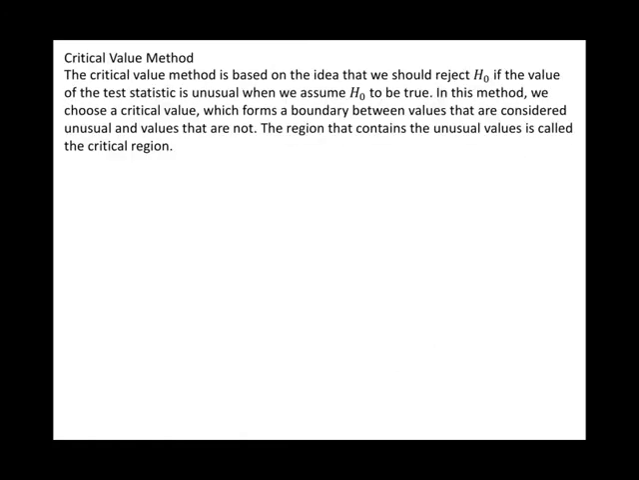Okay, second method, critical value method. The critical value method is based on the idea that we should reject the null hypothesis if the value of the test statistic is unusual. When we assume H0 to be true, in this method, we choose a critical value, which forms a boundary between the values that are considered unusual and the values that are not. The region that contains the unusual values is called the critical region.